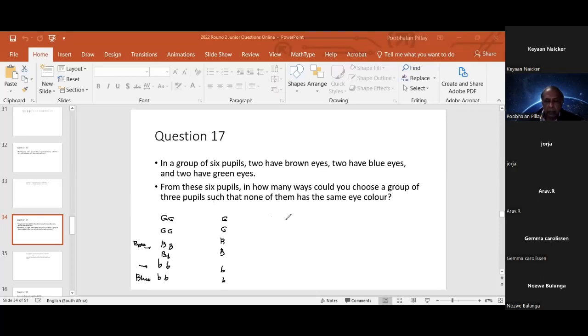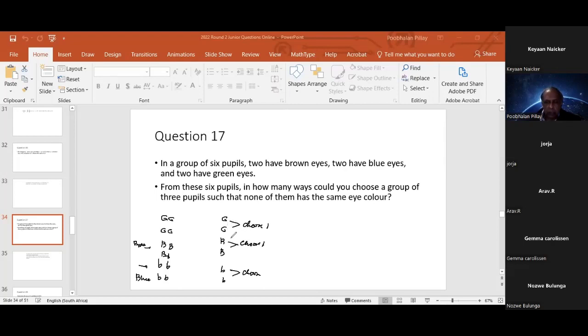So if I choose one from here, I can't choose the other. So I must choose exactly one. Here too, I must choose one. And here too, I must choose one. Correct. The question is now, in how many ways can you choose this group?